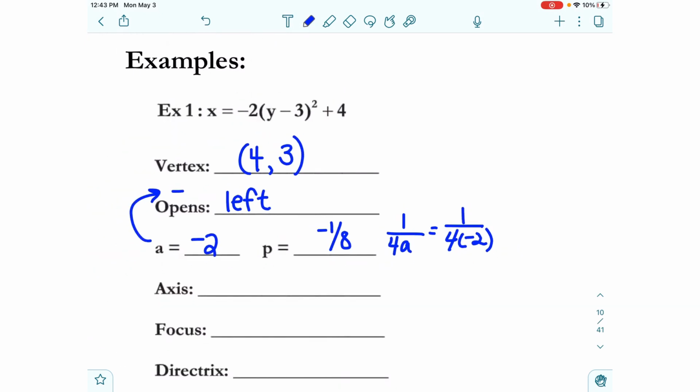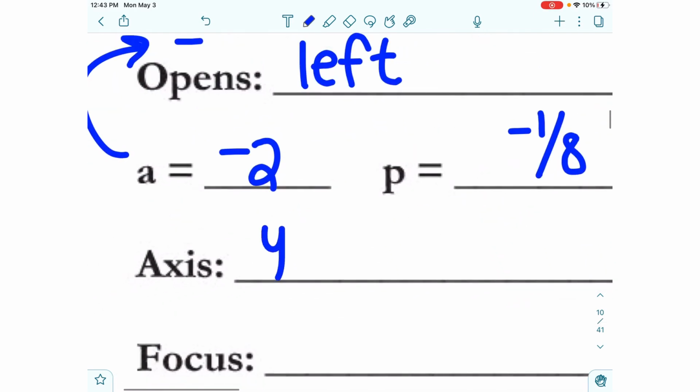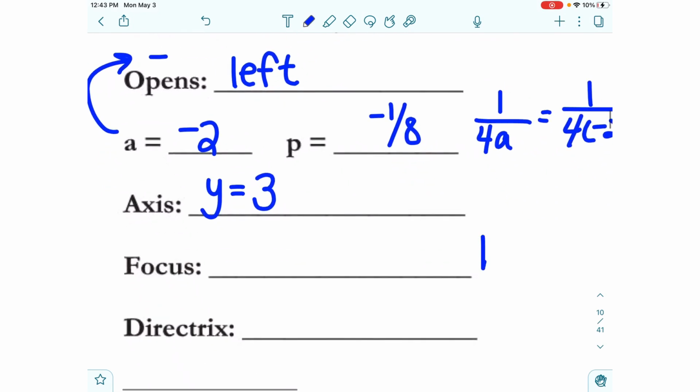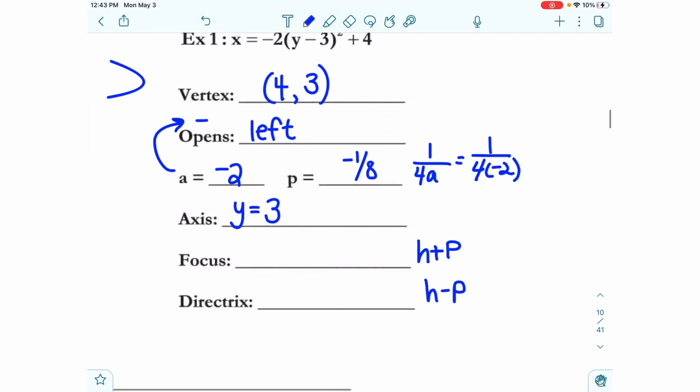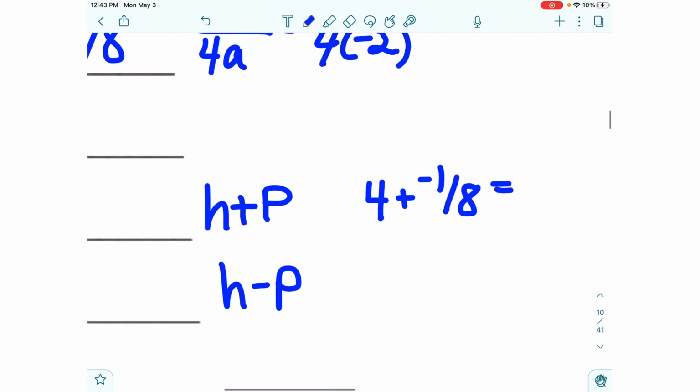Okay, now, sometimes I always forget which is which. So sometimes if I know this is going to open to the left, I draw myself a little sketch to remember, oh, okay, so the axis of symmetry is the horizontal one. Horizontal lines are y equals. The y value of the vertex is 3. For the focus, it's horizontal, so it's h plus p, h minus p. So I always remember horizontal starts with an h, so it's h plus p for the focus, h minus p for the directrix. So let's see, the h value is 4 plus -1/8 is 3 7/8.